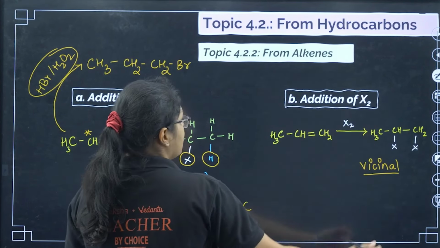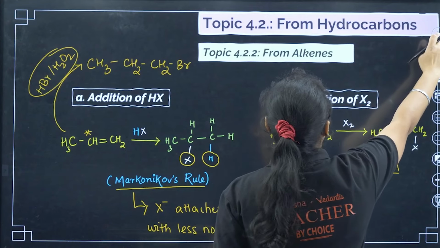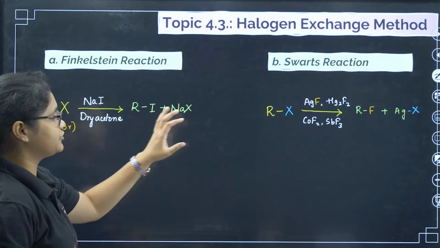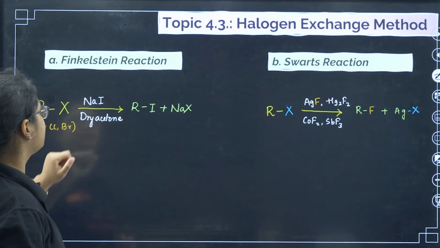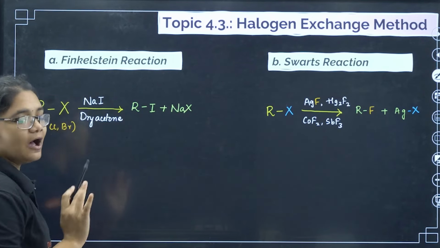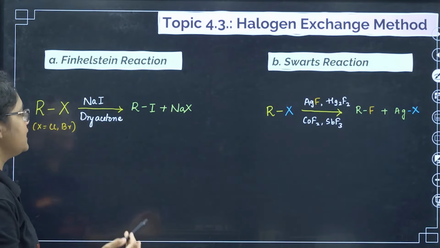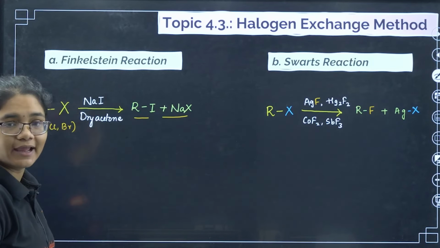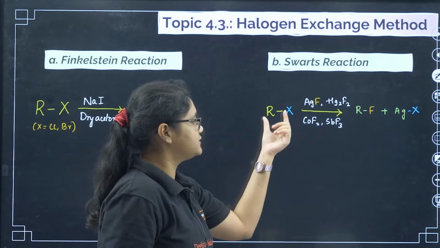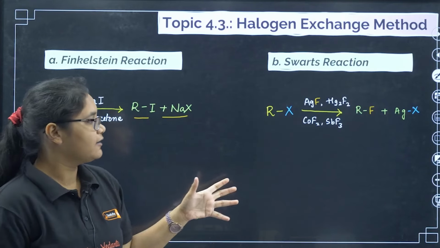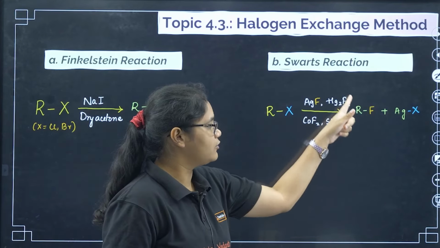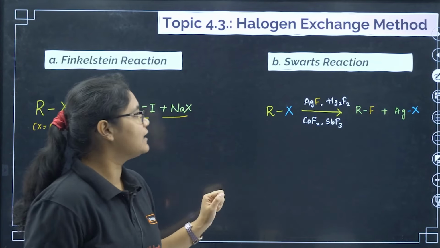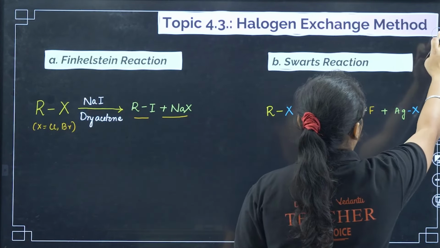Okay. Now moving forward to the halogen exchange method. So this is Finkelstein reaction and this is Swarts reaction. In Finkelstein reaction, what happens? You take any RX, X can be chlorine or bromine, and you treat it with NaI in dry acetone, you get RI plus NaX. And then in Swarts reaction, you take RX with AgF, or any metal fluoride, you can take any of these metal fluorides, and you will get RF plus AgX. Okay, so with that we have completed the preparation of haloalkanes.